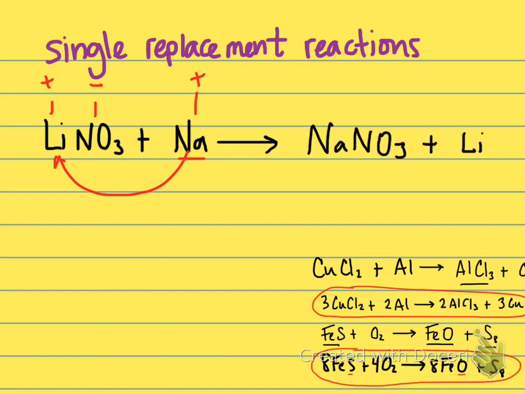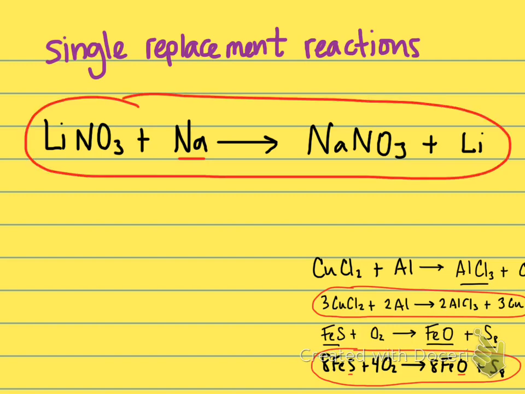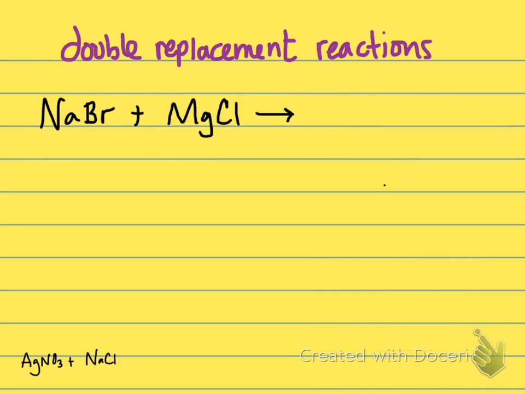And in this case, boy, it's pretty easy because sodium and lithium both form a +1 cation. So we get sodium nitrate, and lithium, it's a metal, it walks all by itself. And hey, that's convenient because the charges are all the same. It's already balanced! Yay! Now let's do double replacement and then one more type.